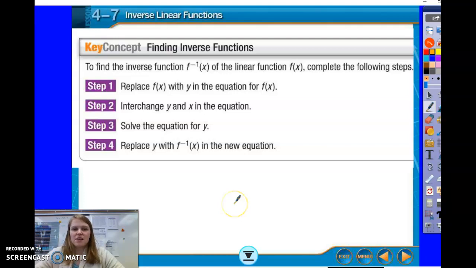To summarize, here's the summary of the new concept, the new topic. So we were just dealing with graphing. This one says find the inverse of f of x, of the linear function. Okay, so if you're going to do an equation like this, replace f of x with y, and then switch x and y, solve for y, and then replace it again with this notation just to make it official.